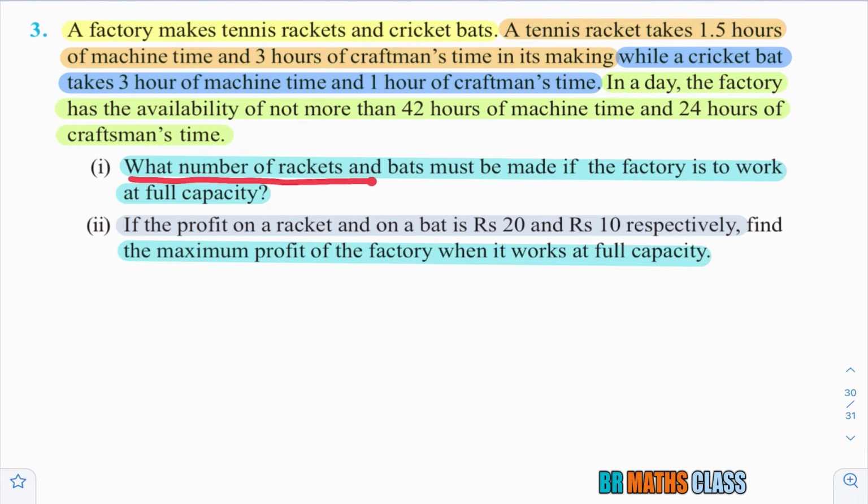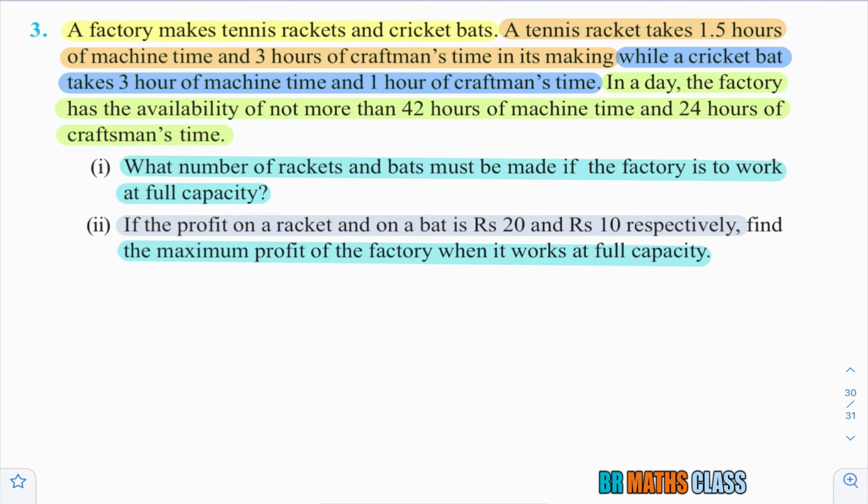What number of rackets and bats must be made if the factory is to work at full capacity? That means, what is the maximum productivity? What is the maximum number of rackets we can make when the factory works at its full capacity? This is the question. After reading this question, we'll understand what the objective function is and what the constraints are. I am writing the objective function by taking this first bit only.